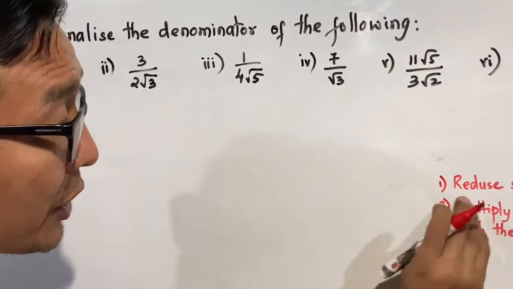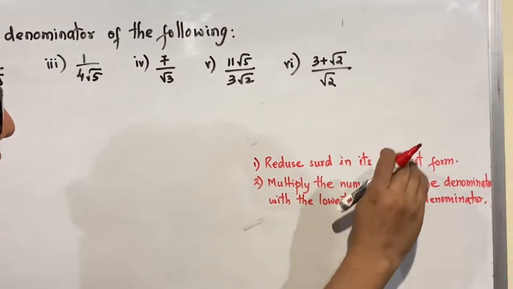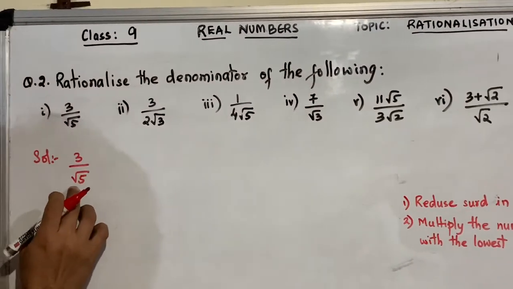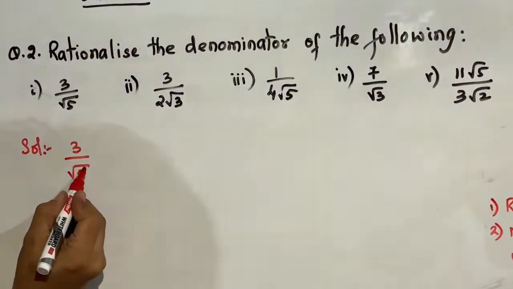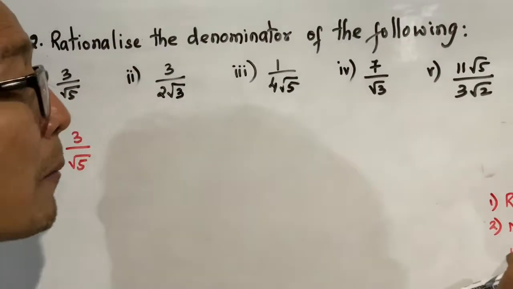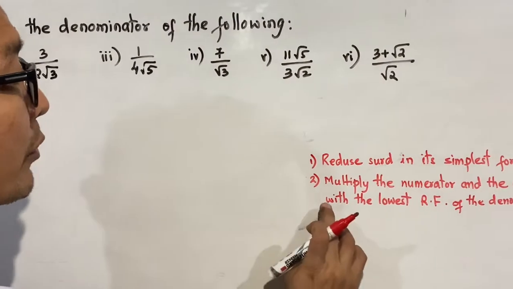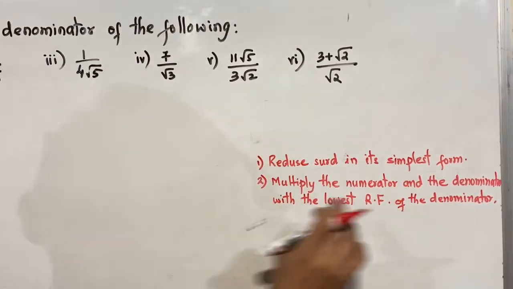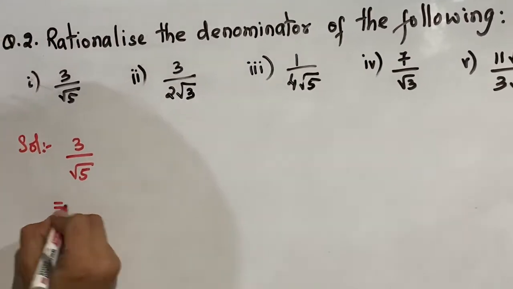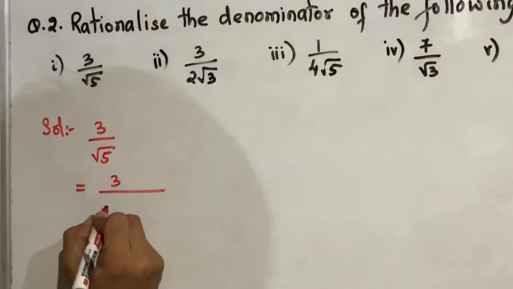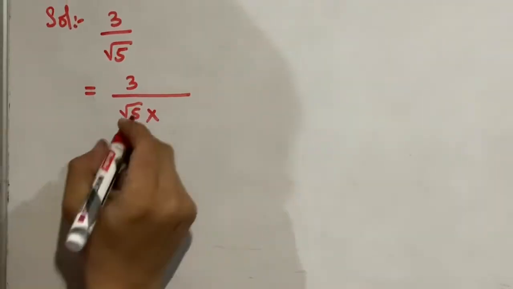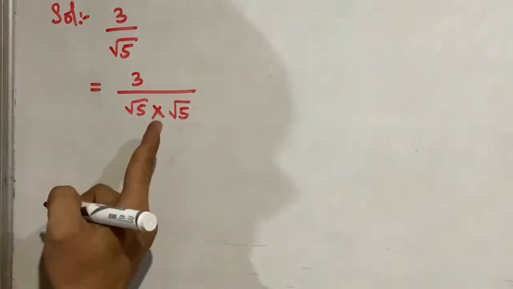Upon root 5. So step one, reduce the surd to its simplest form. This is in simplest form, since 5 has no square factor. Then multiply the numerator and the denominator with the lowest rationalizing factor of the denominator. The denominator's lowest rationalizing factor is root 5, so we multiply by root 5. So this is in lowest form.